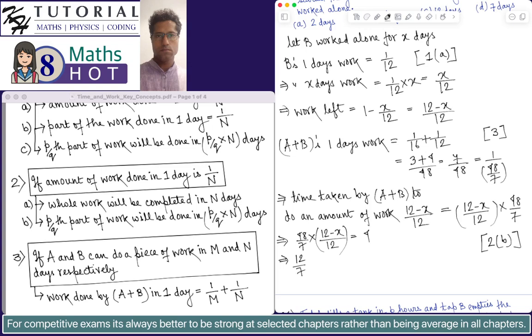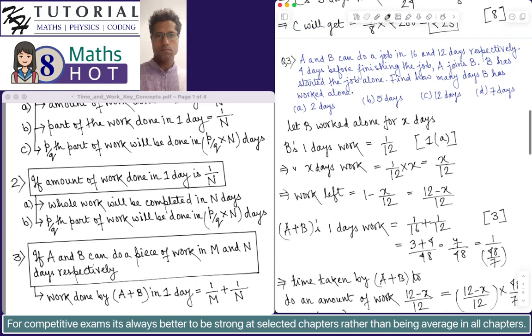If we divide both sides by 4, we get 12 by 7 multiplied by 12 minus x by 12 is equal to 1. Then 12 cancels out, so we have 12 minus x by 7 is equal to 1. After cross multiplication, we have 12 minus x is equal to 7. So x is equal to 12 minus 7, which is 5. So B alone can complete the job in 5 days.